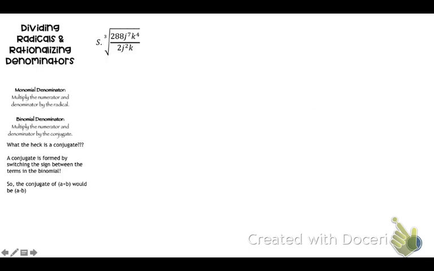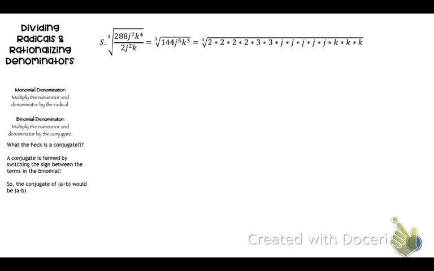Now let's look at this one. So always simplify inside first if you can. So 288 divided by 2 is 144. j to the 7th divided by j squared is j to the 5th. And then k to the 4th divided by k is k cubed. And then we can just break down that radical.